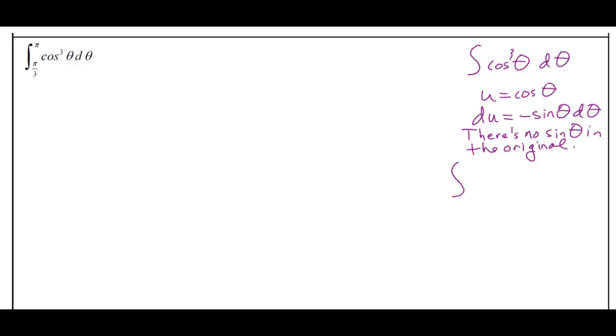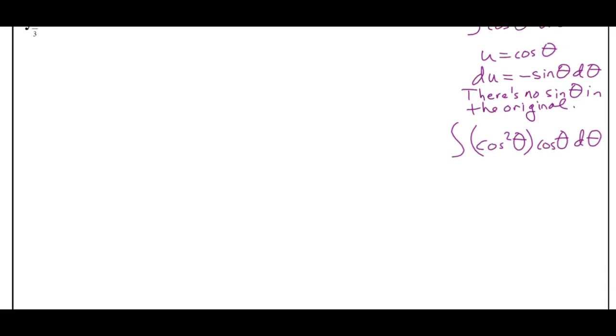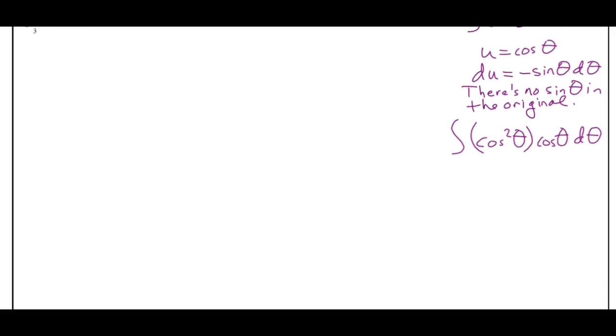We say it's going to be the integral of cos squared theta times cos theta d theta. Now, what's cos squared times cos? Cos cubed, okay? So we're rewriting cos cubed theta as cos squared theta times cos theta d theta. And now, what can we say? Well, we need a sine though, right? So what's cos squared, right? 1 minus sine squared theta times cos theta d theta.